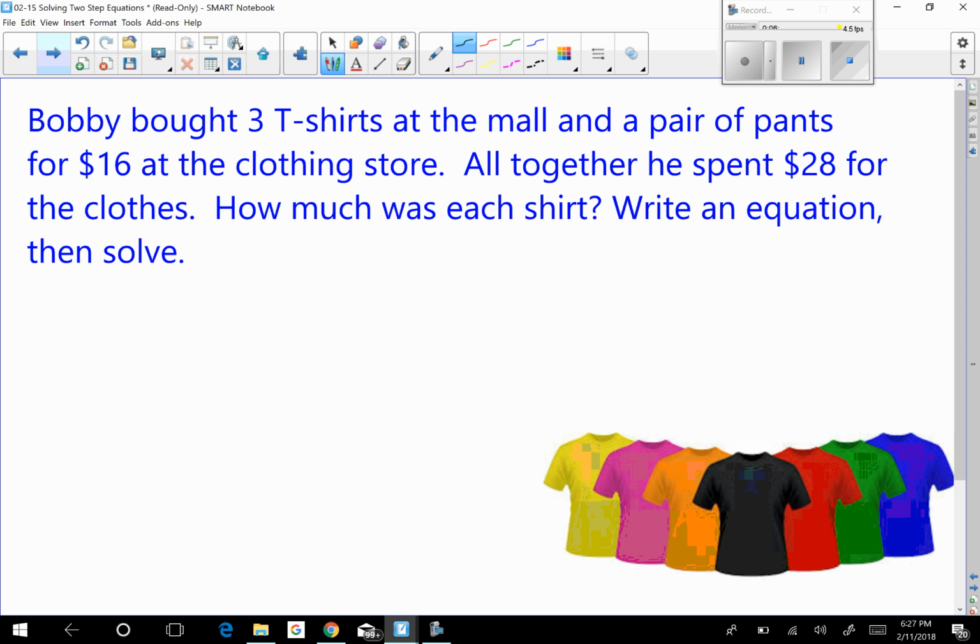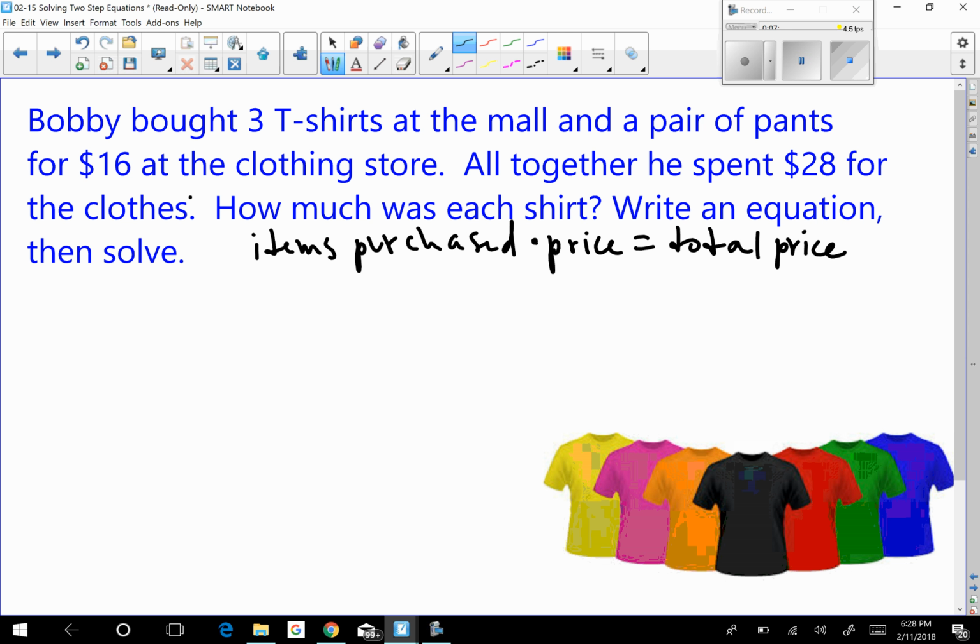All right, now we'll do this one. Bobby bought 3 t-shirts at the mall and a pair of pants for $16 at the clothing store. Altogether, he spent $28 for the clothes. How much was each shirt? Write an equation and then solve. Okay, so our equation is going to take the form of the items purchased times their price is equal to the total price.